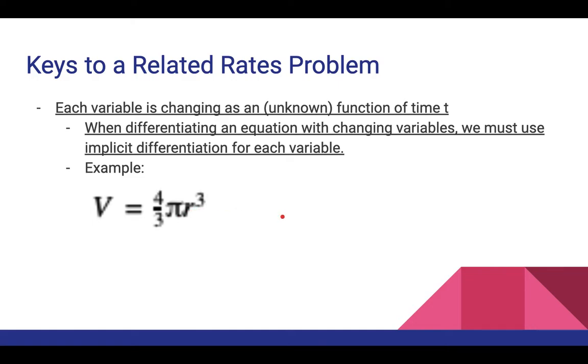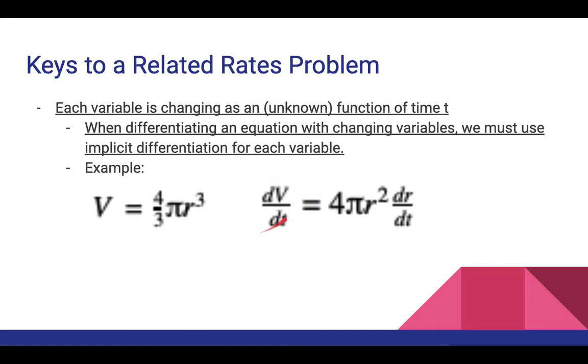So if we take the derivative of both sides, we're going to have dV over dt, the derivative of V with respect to time, and then the 4/3 pi is a constant. We don't worry about that. So we take the derivative of r cubed. Applying implicit differentiation techniques, we're going to get 3r squared times the derivative of r with respect to time. The 3 cancels out with the 3 in the denominator, leaving us with just 4 pi r squared times dr over dt for our derivative of V in this specific scenario.